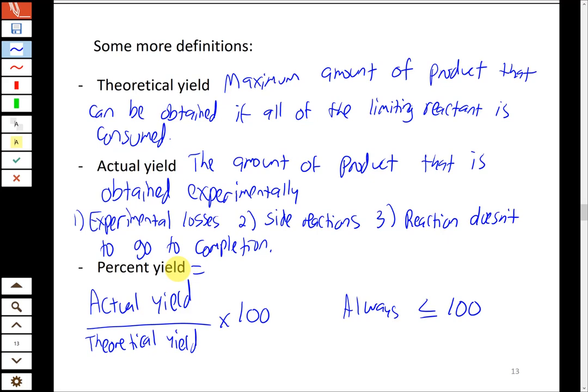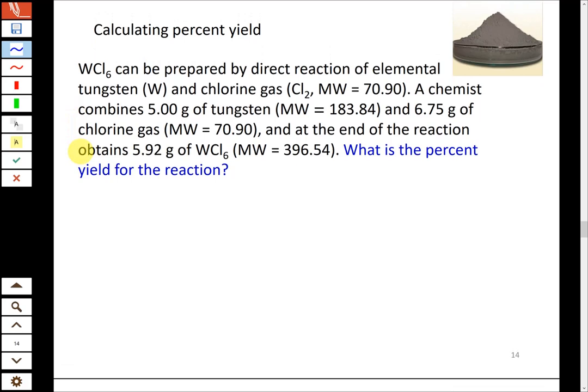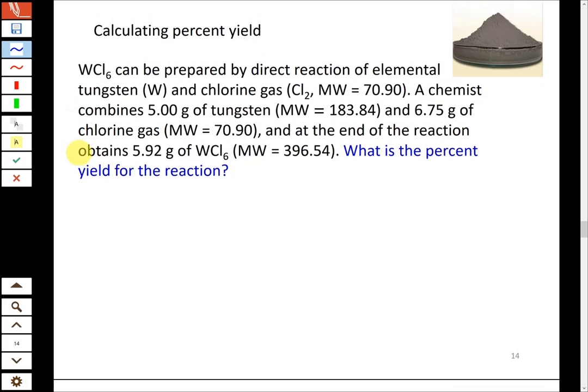All right, so let's see how this works in practice. So we're going to do a pretty simple reaction here where we make this compound here, WCl6, tungsten hexachloride, even though it's not really the correct nomenclature for that. It should be tungsten 6 chloride. But anyway, it's prepared by the reaction of tungsten, which is W, and chlorine gas, which is Cl2. And so let's say we go in the lab and do this. We combine 5 grams of tungsten, 6.75 grams of chlorine gas, and at the end of the reaction we obtain 5.92 grams of WCl6. What is the percent yield for this reaction?